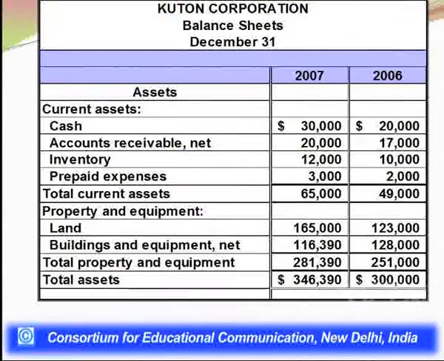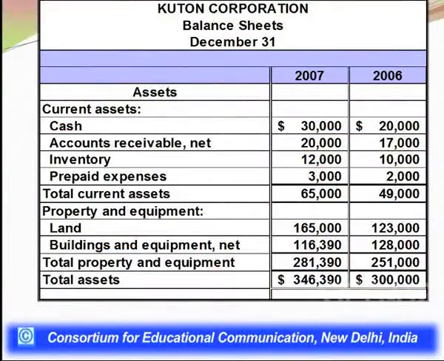I would want you to have a look at the slide in front of you. We have data for 2 years, 2006 and 2007. I'm showing you here assets. Assets are given in 2 parts. One is current assets and the other is fixed assets. So have a look at the slide.